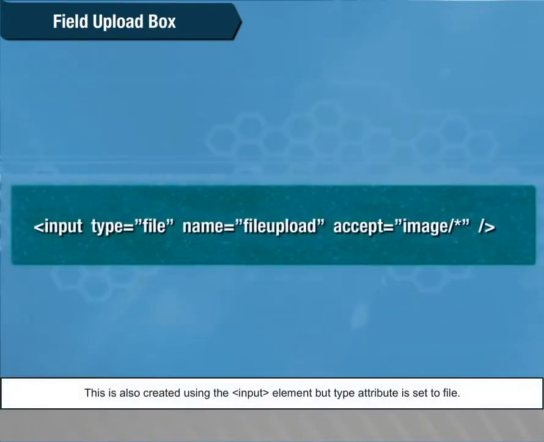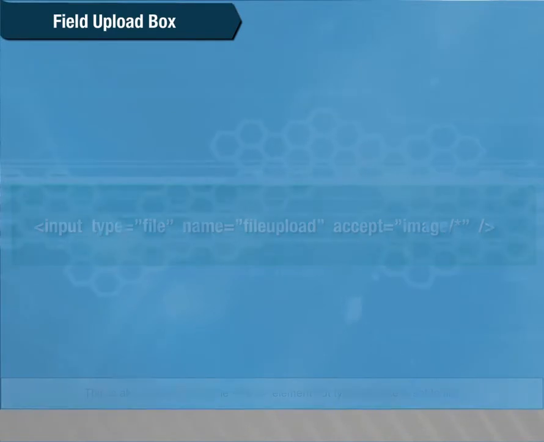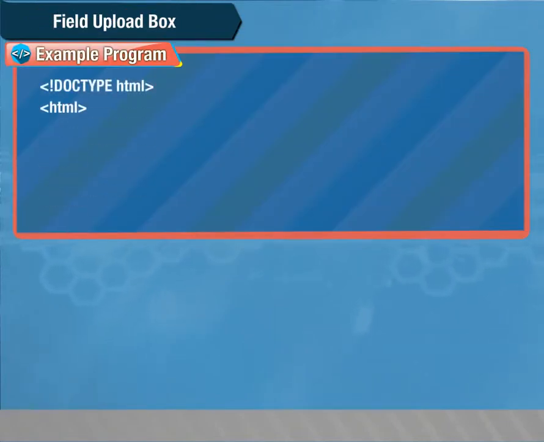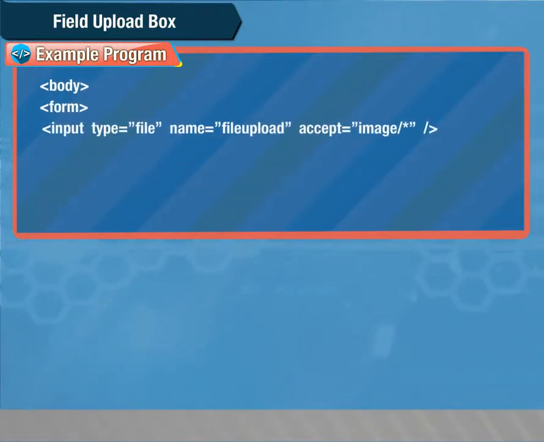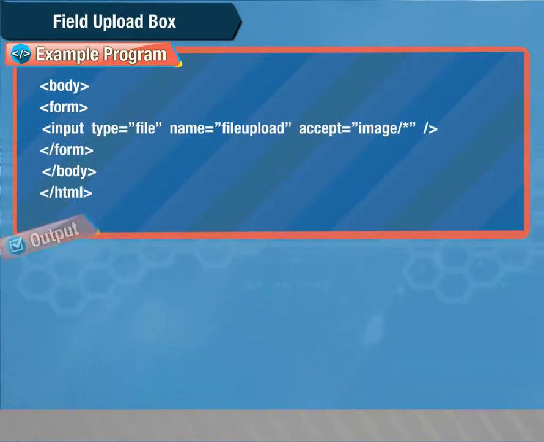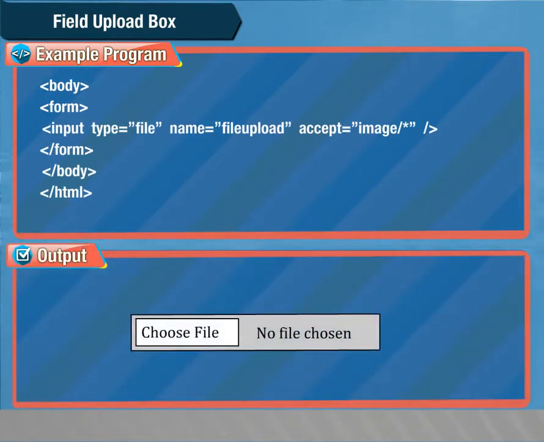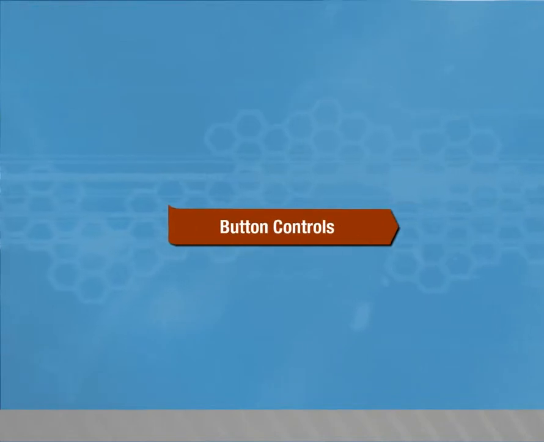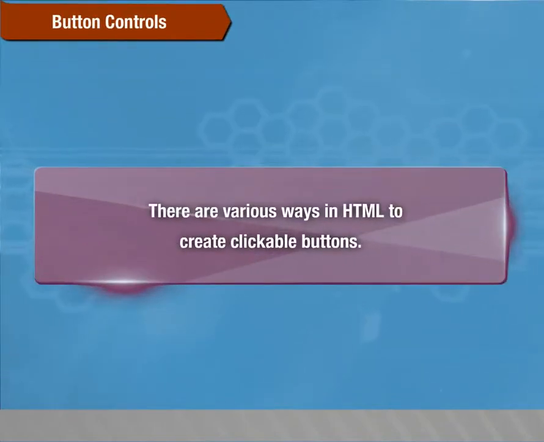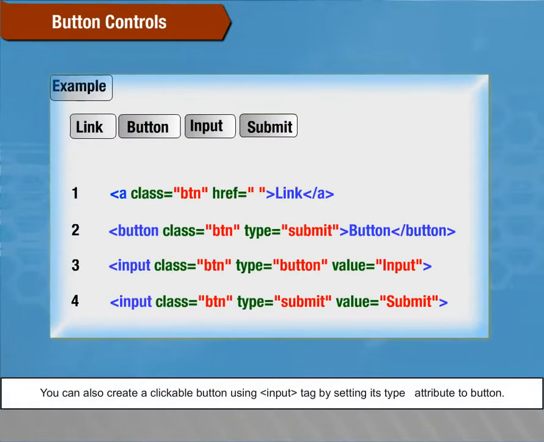This is also created using the input element, but type attribute is set to file. Let us see the example program of file upload box. The output of this program is shown in screen. Attributes. Button controls. There are various ways in HTML to create clickable buttons. You can also create a clickable button using input tag by setting its type attribute to button.